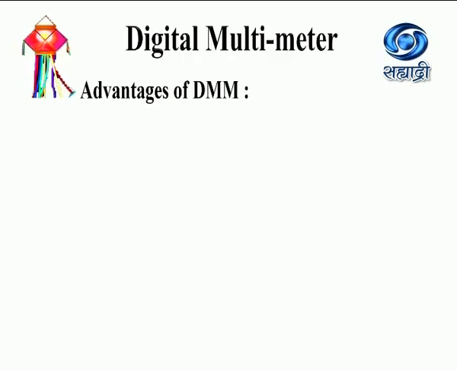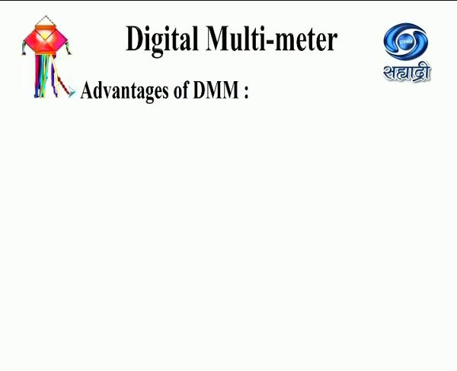Now, the next instrument from this chapter is the digital multimeter. Multimeter means we can make different measurements by using the same instrument. So that instrument is called a multimeter. There are two types of multimeters available, that is analog multimeter and digital multimeter. Then why is this instrument called a digital multimeter? Because whatever observations we have taken, those readings are displayed on the screen in the digital form. That's why this meter is called a digital multimeter.